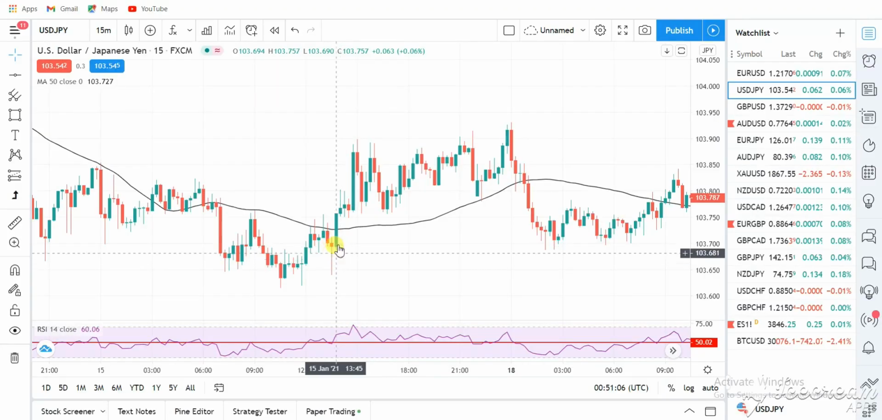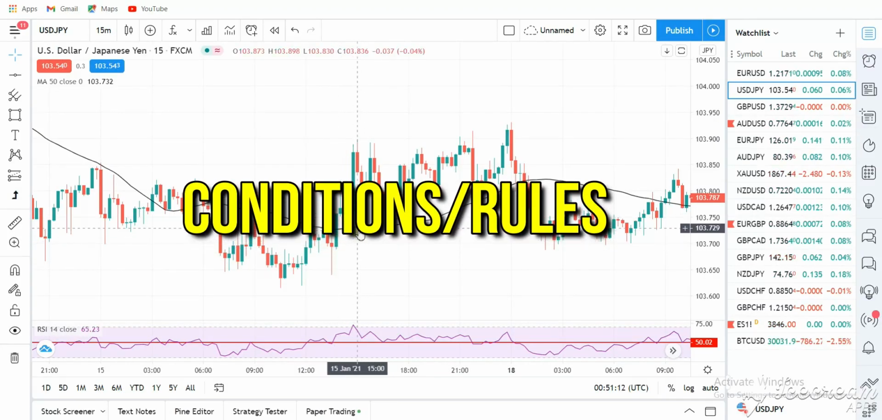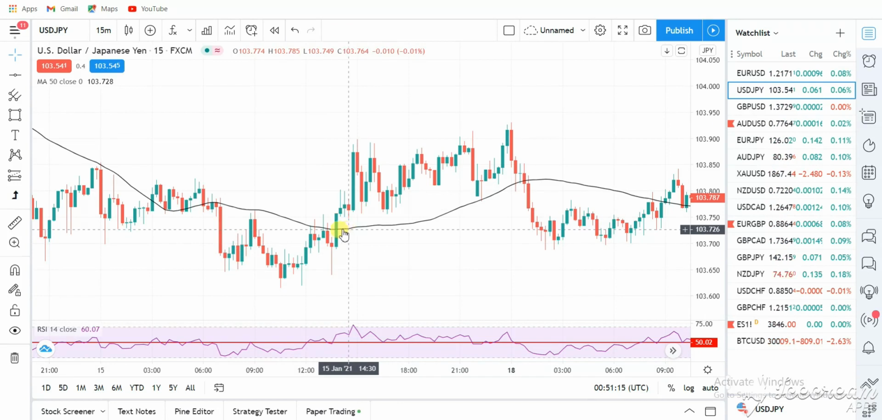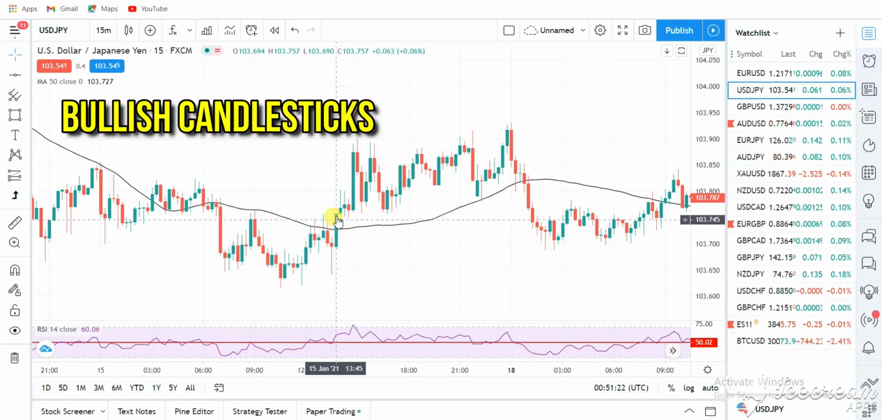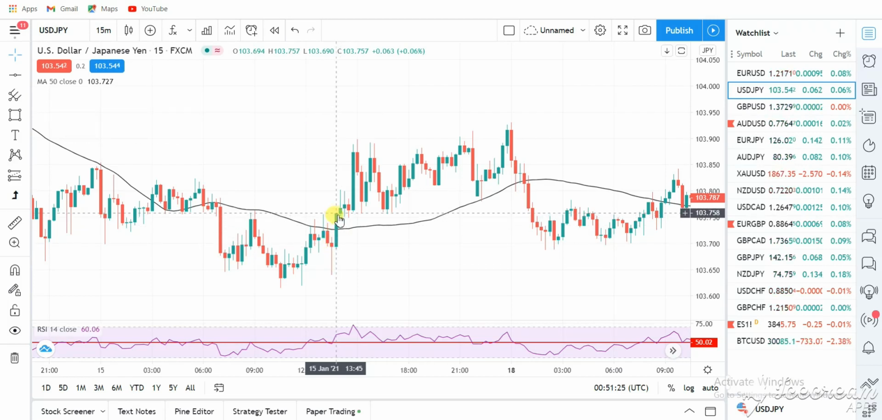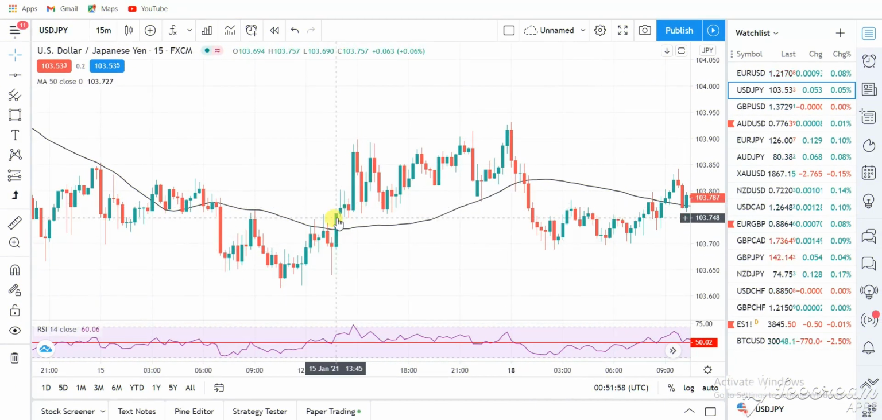So you're looking for a break of the 50 period moving average line, and not just a break, you're waiting for two more candlesticks to form. At this point, we can see a break of the 50 period moving average line. After this break, we need to see two more bullish candlesticks. So a break and two candlesticks, and we hop in the trade. At this point, you can see there's a break and two bullish candlesticks. Then this is going to be our entry.